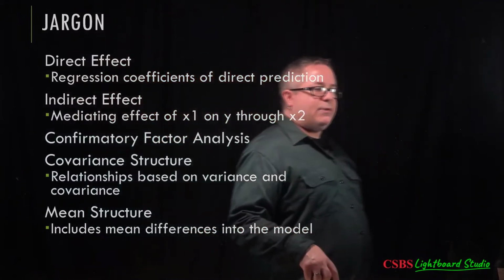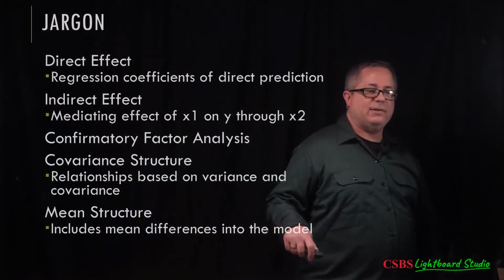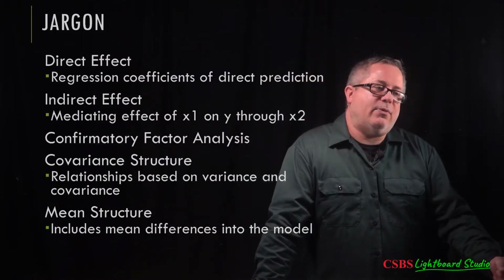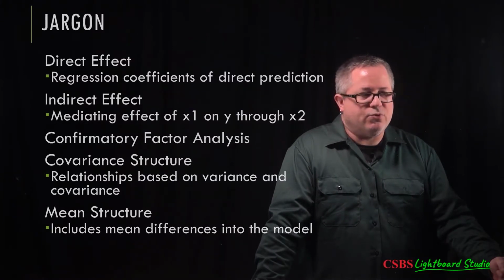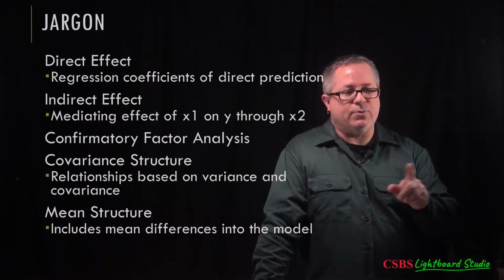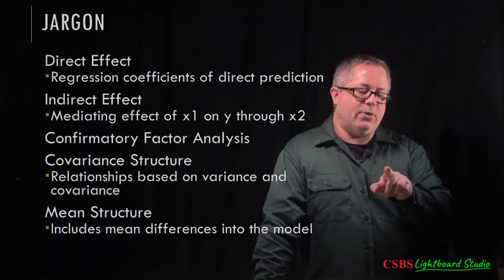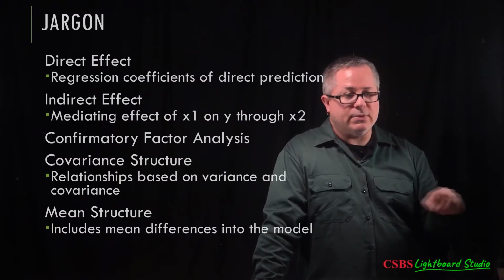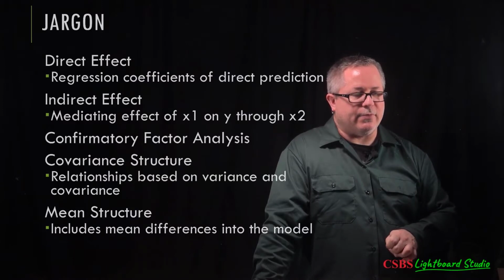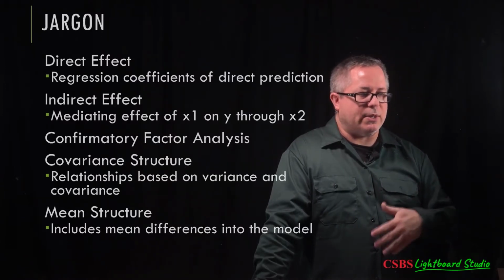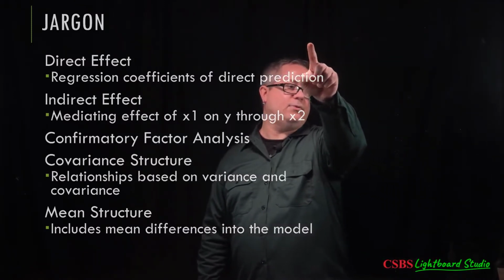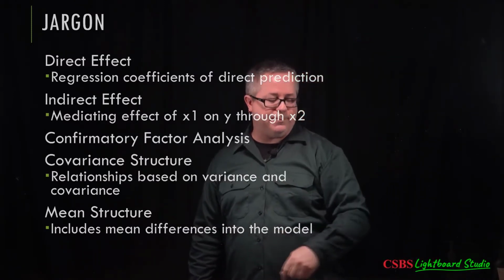You have things like direct effects and indirect effects, which we've talked about before in various ways, right? Direct effects, regression coefficients of direct prediction, mean that an arrow goes from one variable to another directly. If you can go from one variable to another variable through other variables by following the arrows along, then you get indirect effects. These are the mediating effects of x1 on y through x2, etc. All right, and if we combine direct and indirect together, what's that called?